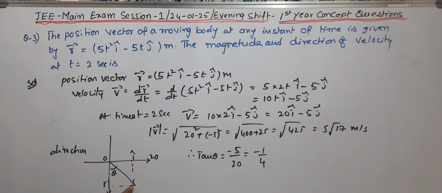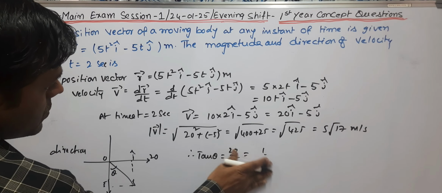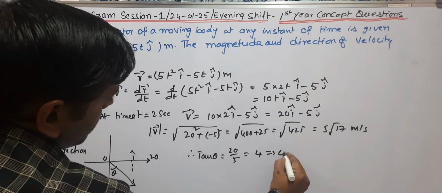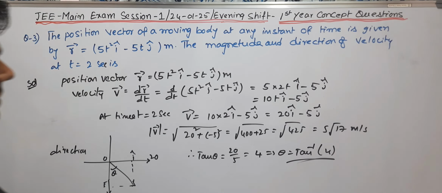With respect to this one, this is called theta. So this is opposite by hypotenuse, sorry, this is 20 by 5, which is equal to 4. That implies theta equals tan inverse 4. This is the direction. Okay, that's it.